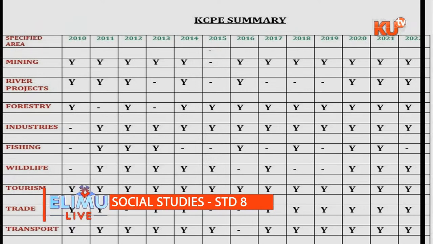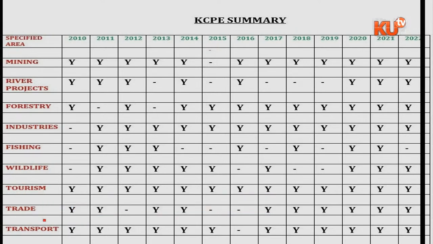Look at industries. It did not come in 2010. From 2010 to 2022, industries has been set severally all those years. What does that tell you in 2023?